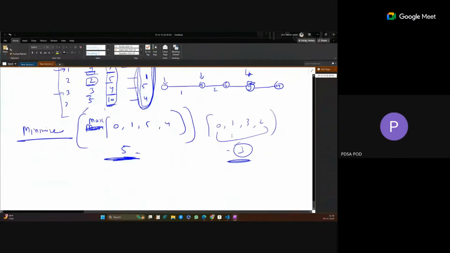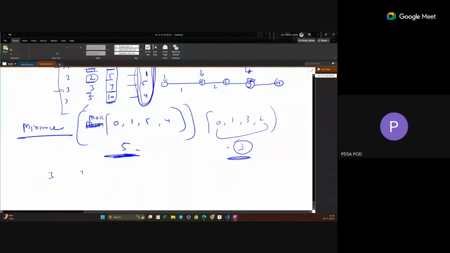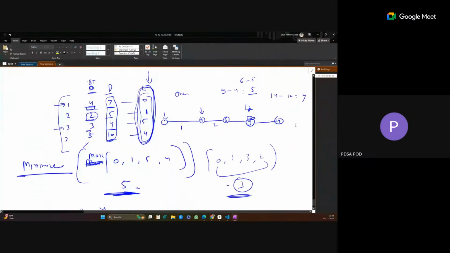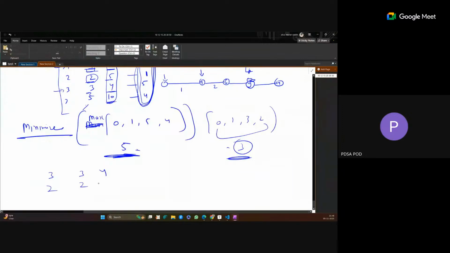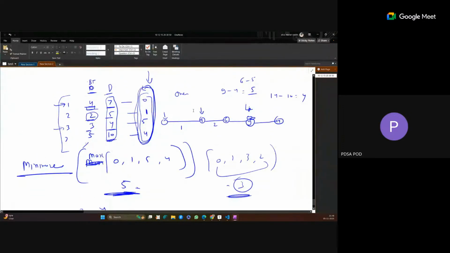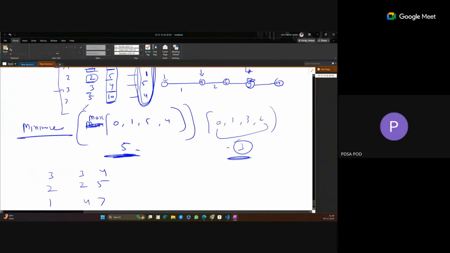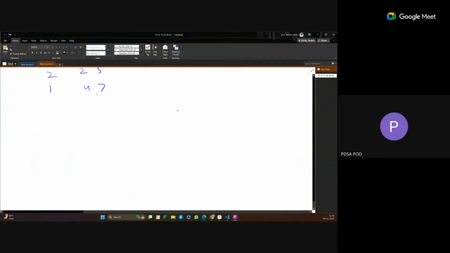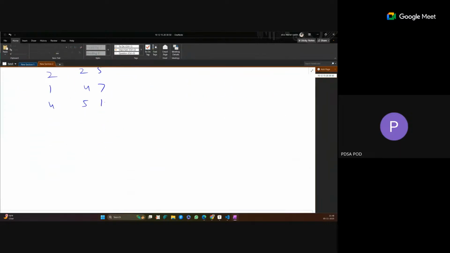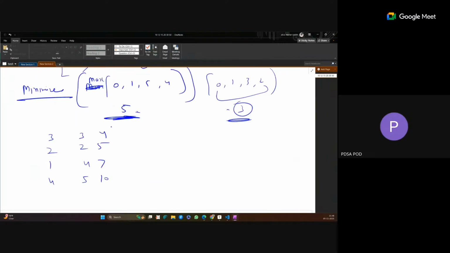So let's solve this in the same way. The first is 3, 3, 4, and next is 2, 2, 5, and then 1, 4, 7, and last is 4, 5, 10. This is the ID, this is the time required to complete, and this is the deadline. Now we will pick in the same way. We start from 0, and the first activity will take 3 time, so it finishes at 3.